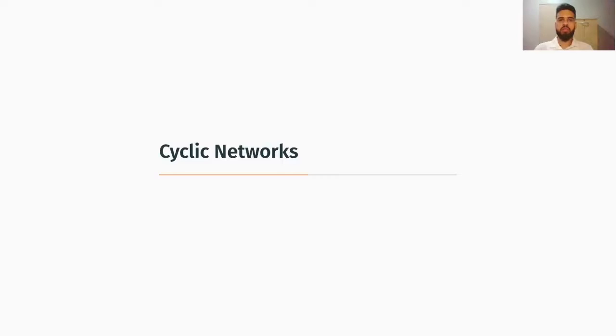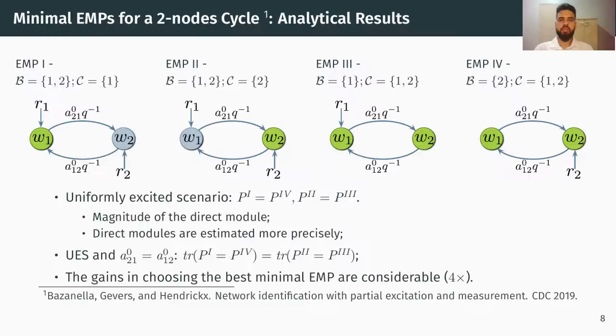Let us look now at the results for cyclic networks. We start our analysis by looking at cyclic networks with only two nodes. We need to determine which EMPs are minimum for this topology. From identifiability results, we know that at least one node needs to be both excited and measured. Therefore, for a cycle with two nodes, there are 4 minimum EMPs to choose from. We have computed the analytical asymptotic covariance matrix for each minimum EMP and found the following analytical results.